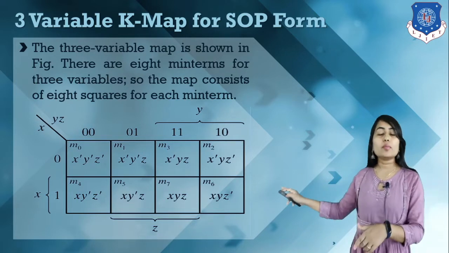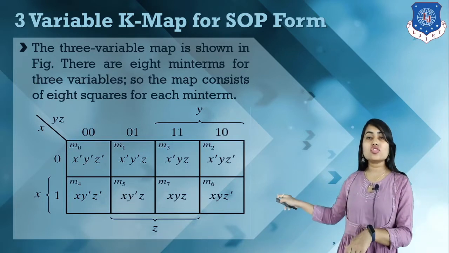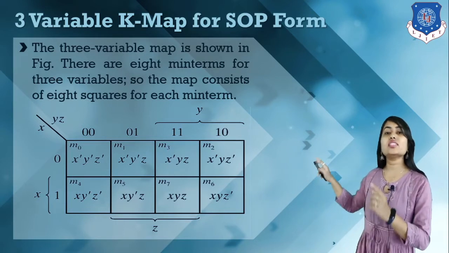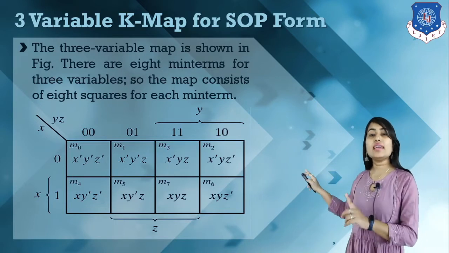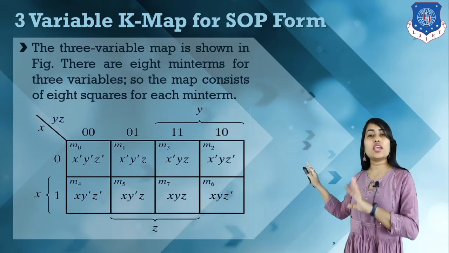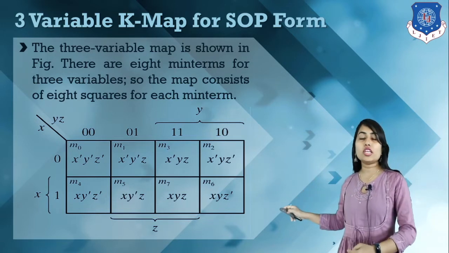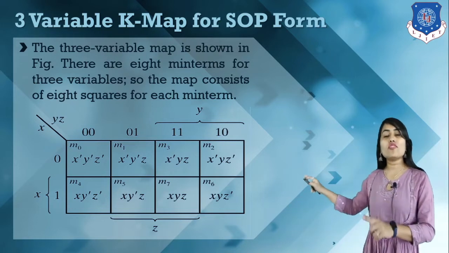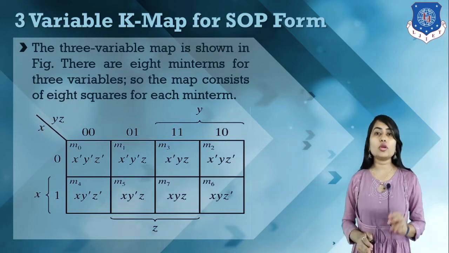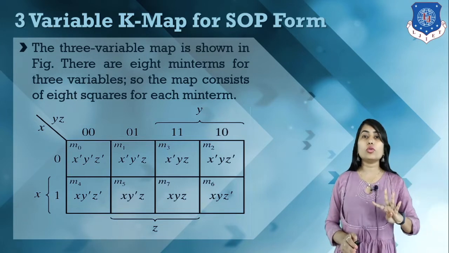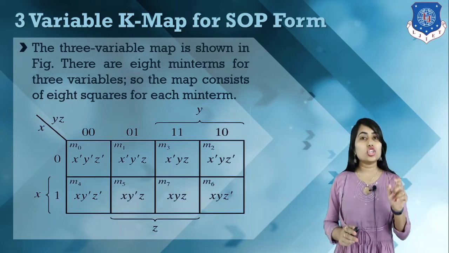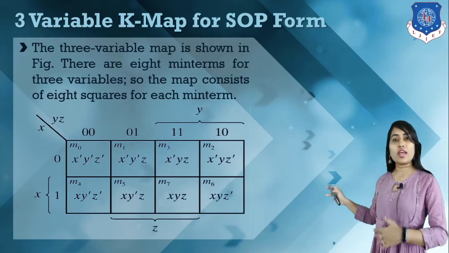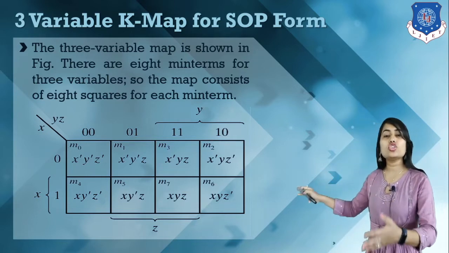Remember, here x is written like this, and y and z are combined over here, written in a pair. So we have a value of x either 0 or 1, and we have a value of yz. For 2 variables we have 4 possible combinations, that is 00, 01, 10, 11. So here we write the values like this: 0 0, 0 1.